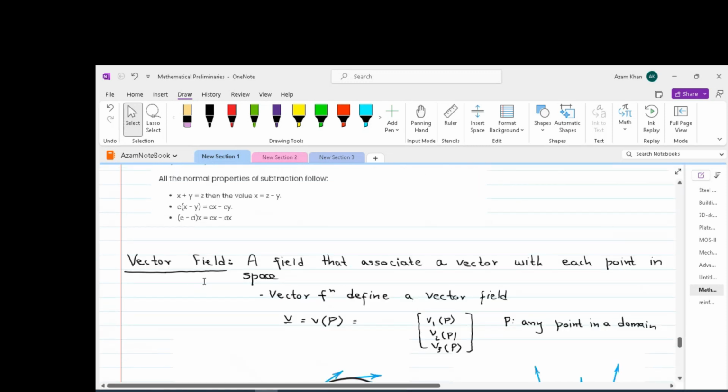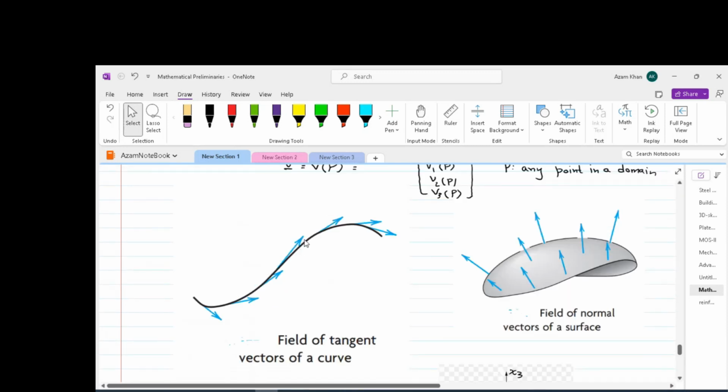Now let's come to vector field. Just like a scalar field, in a vector field, every point is associated with a vector. That vector is defined by a vector function. So it's similar to a scalar field. A scalar field has just one magnitude, just one scalar value at a particular point. In the case of a vector field, it has magnitude plus a direction. So there is a vector at every point within a field. For example, in the figure, we can see different tangents which are shown as vectors. So this is also a vector field.